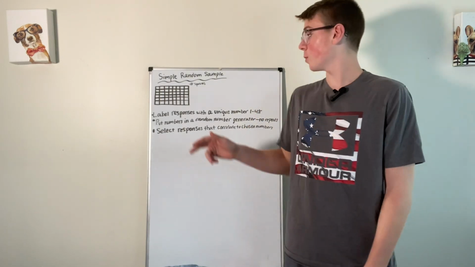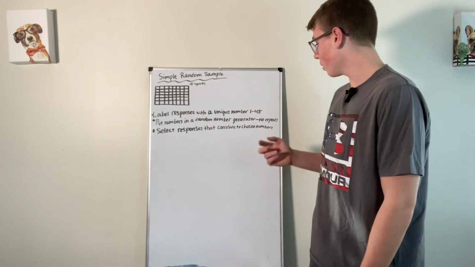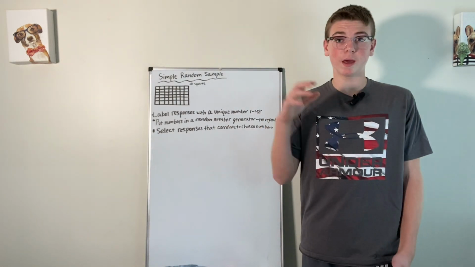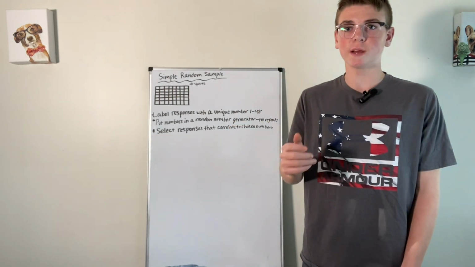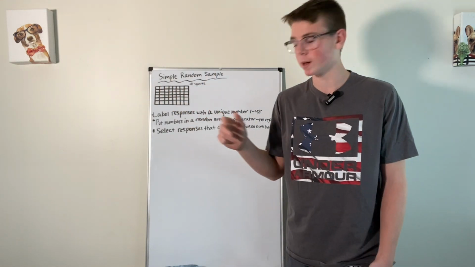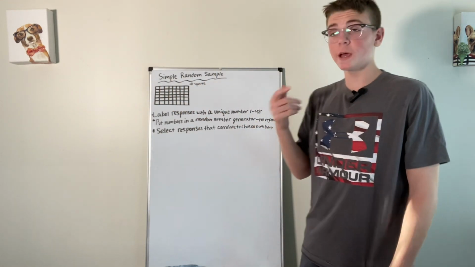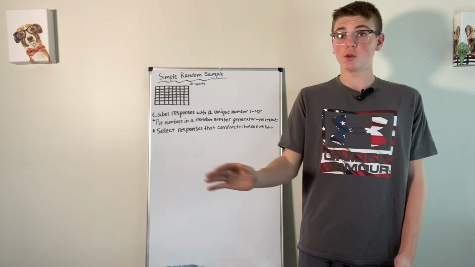In this case, we have 48 boxes, which is like 48 responses or people, and we're just going to label them 1 through 48. You don't really have to put 1, 2, 3, 4. You just have to know that 1 is this first box, 2 is the next one, 3 is the next one. Okay, then you're going to put your numbers in a random number generator and get no repeats.